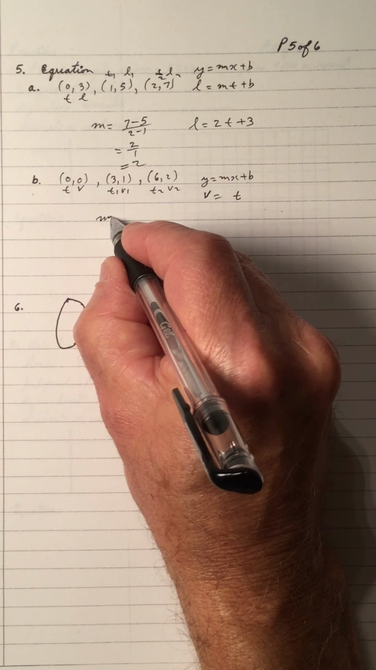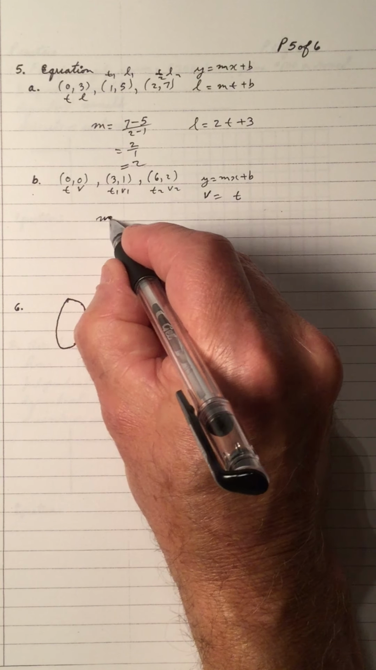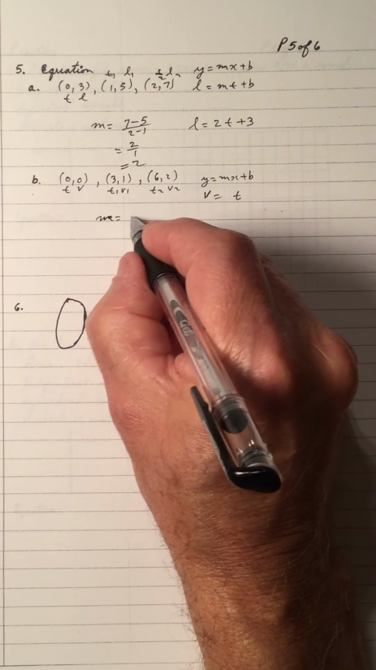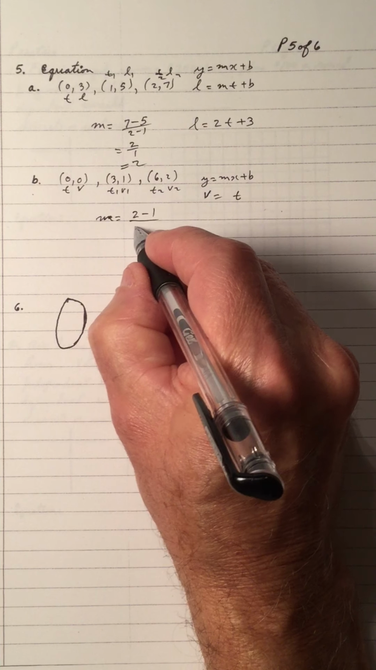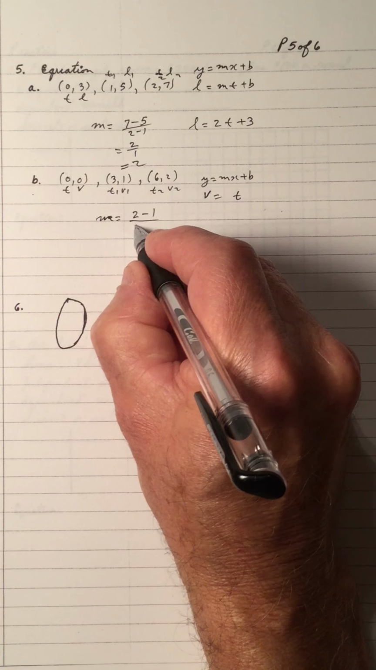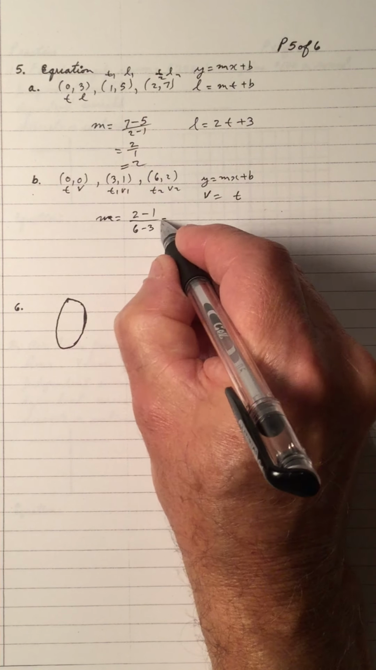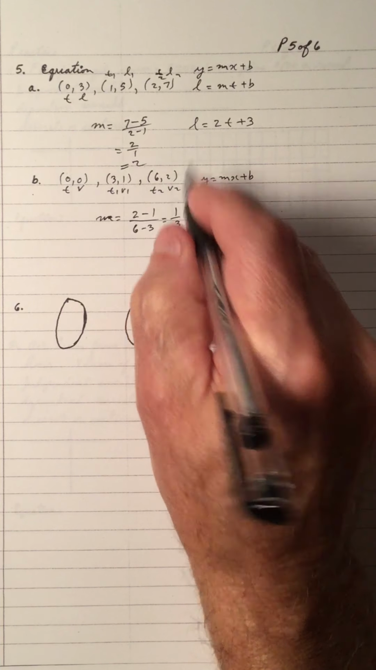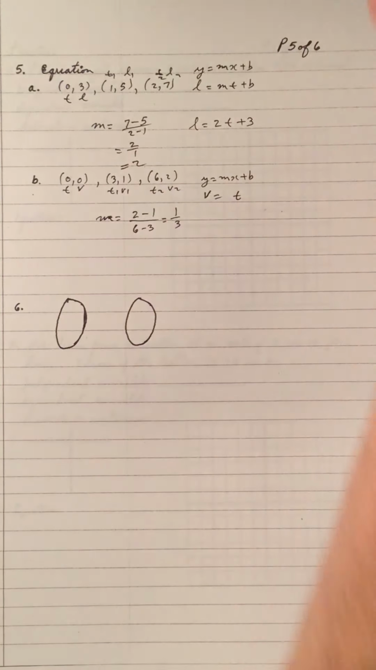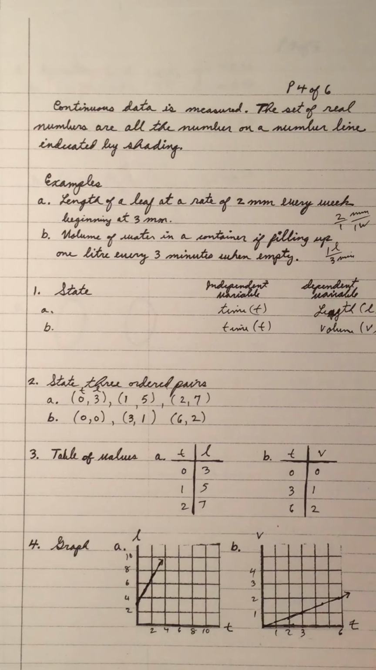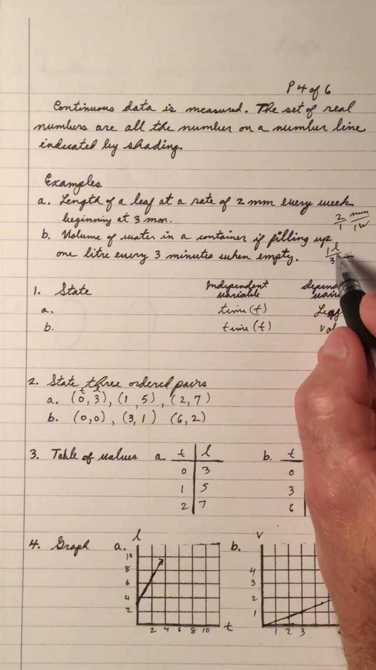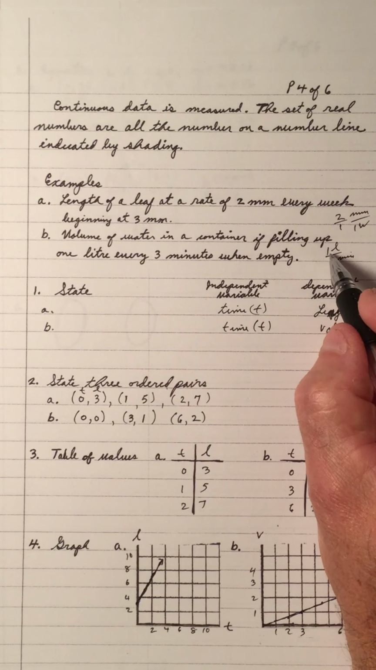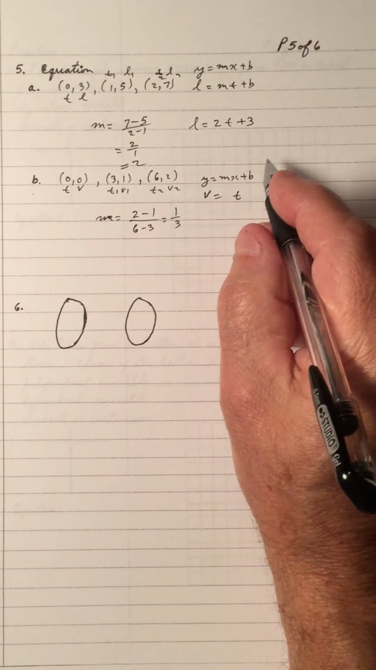So the slope is m for slope. The slope is v2, which is 2, minus v1, which is 1, over t2, which is 6, minus 3. So the slope is 1 over 3. Let's look. It says you're filling up 1 liter every 3 minutes. So that's 1 liter over every 3 minutes, so that's 1/3. So that makes sense in relation to the sentence.